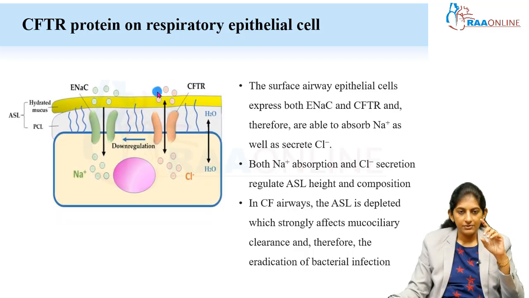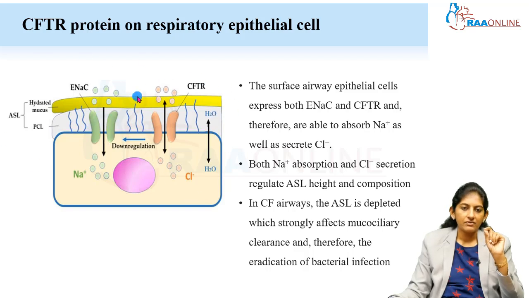So this is a CFTR protein. It basically acts as a chloride channel. Here if you pay attention, you can see that there is an epithelial sodium channel, or ENaC channel. So this is ENaC, this is CFTR. This ENaC channel will absorb the sodium into the cell, and the chloride from the cell will be secreted outside. So the sodium absorption and chloride secretion will regulate the airway ASL height and the ASL composition.